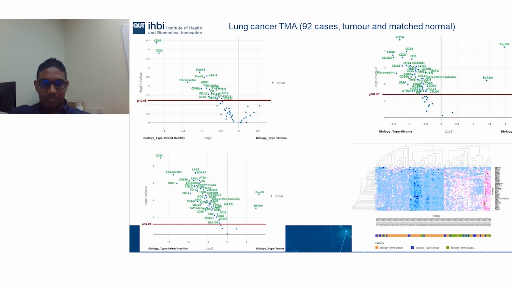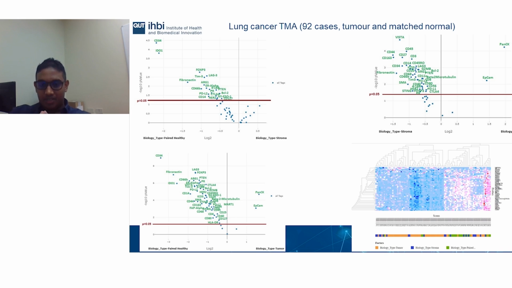Each core had a matched normal tissue as well. And we're able to see the number of markers that are highly expressed, which are significantly found to be present between the healthy and tumor versus the stroma and tumor as well. And VISTA comes up again when you compare the tumor versus the stroma, CD44, CD45.